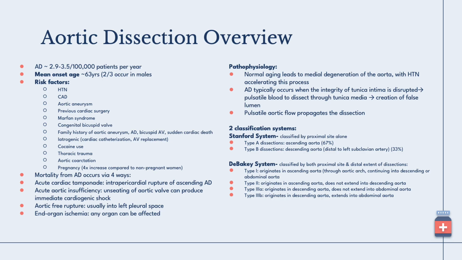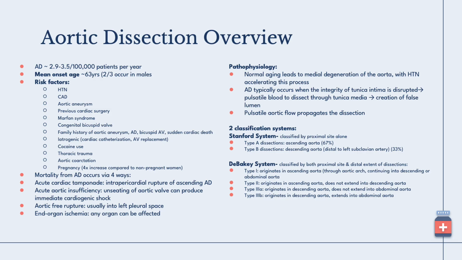So our risk factors for dissection: hypertension, coronary artery disease, aneurysm, they've had previous cardiac surgery, our Marfan syndrome, bicuspid valve, if there's a family history of aortic aneurysm, cocaine use, any kind of thoracic trauma, and pregnancy. So 4 times more increase in the likelihood compared to non-pregnant women.